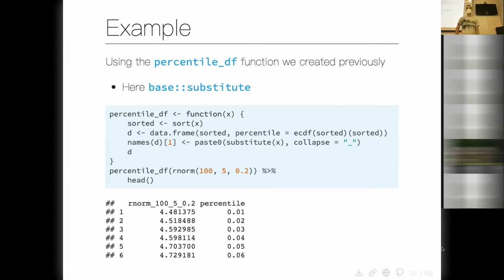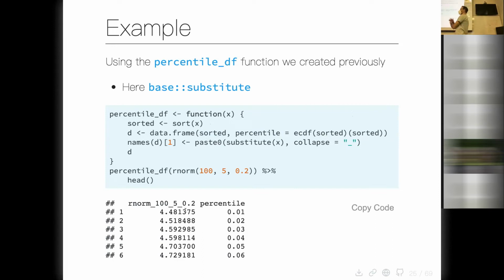So we're going to start out with some base examples. This is that same function I showed you at the start of class. We're going to basically sort X, and then create a data frame that has that sorted thing. Then we're going to compute the percentile for those sorted values using this ECDF function. Then we want to change the name of that to this, okay?